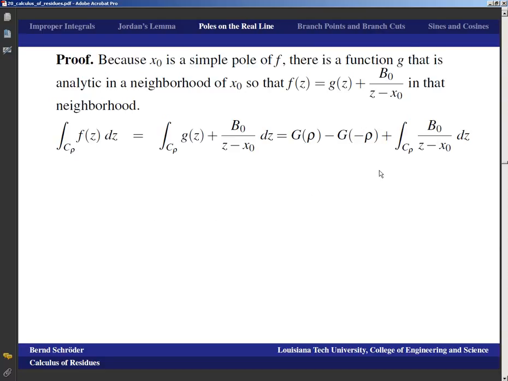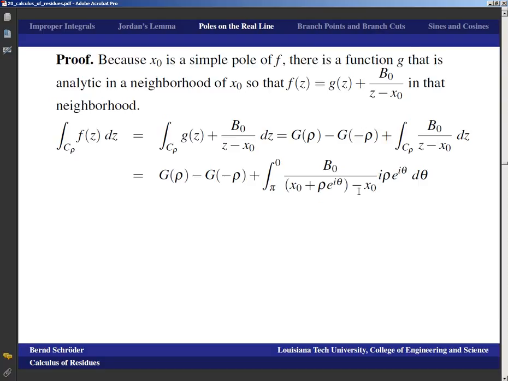Plus, of course, we then still have the integral over c rho of b0 divided by z minus x0, but that's an integral we can parameterize. So we keep those antiderivatives, and we realize that this integral is the integral from pi to 0, because we're going clockwise, of b0 over the parameterization of the circle, x0 plus rho times e to the i theta, standard parameterization, minus the value x0, times the derivative of the parameterization with respect to theta, which is i rho e to the i theta here.